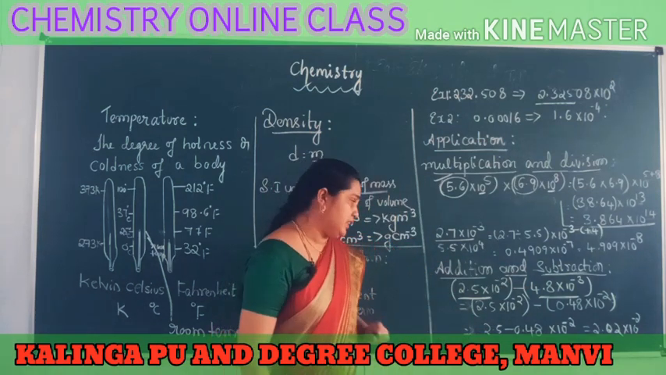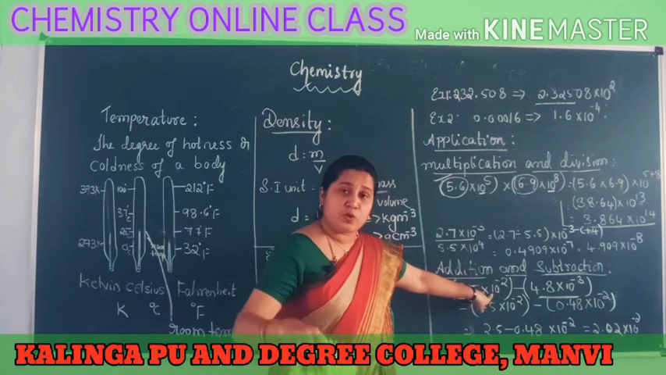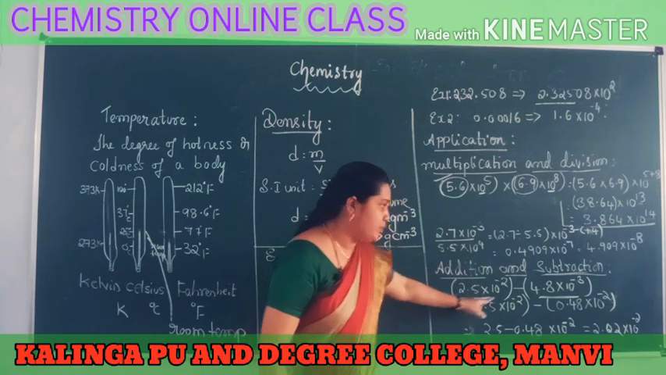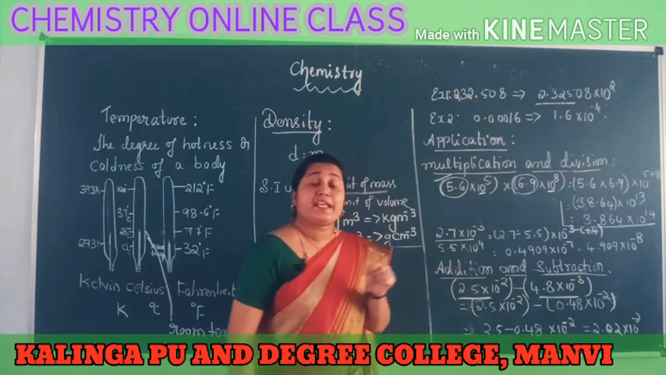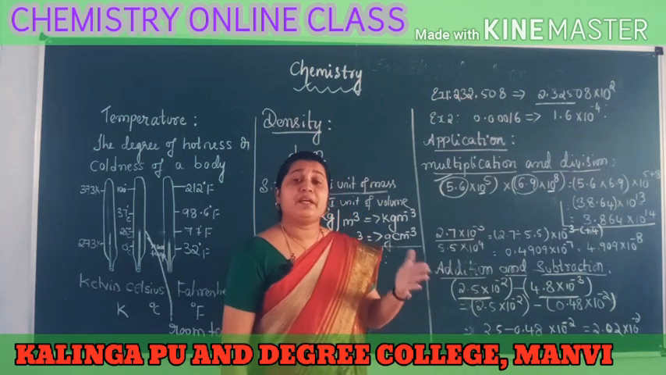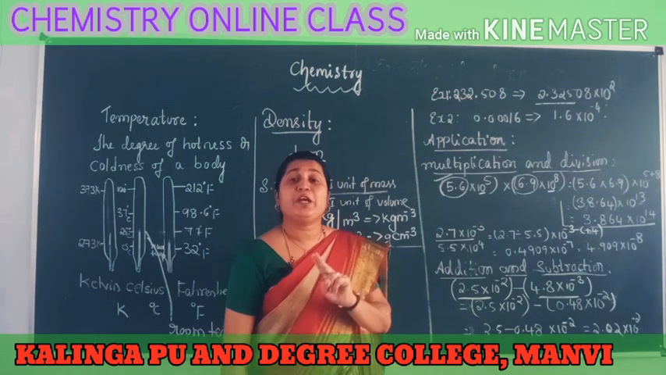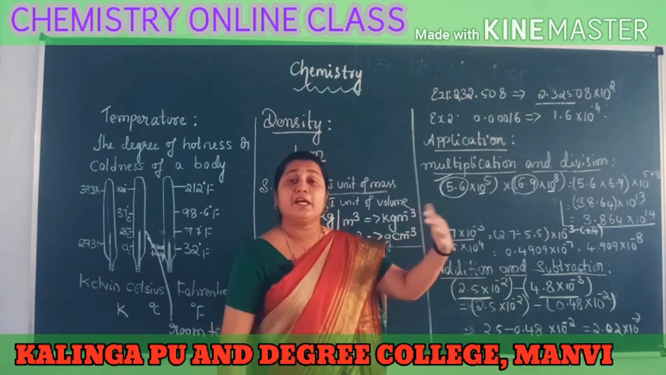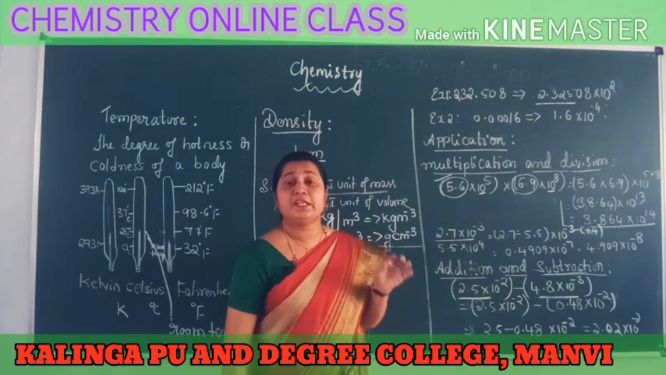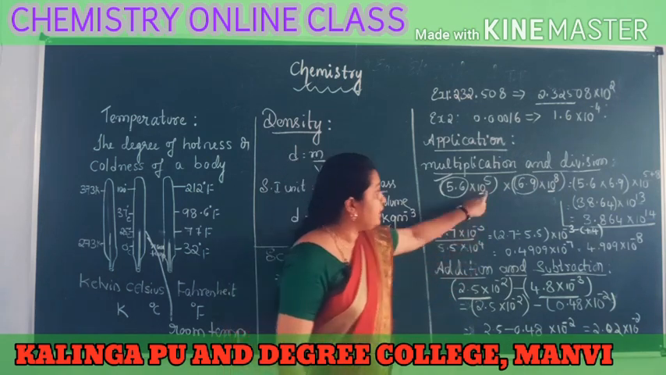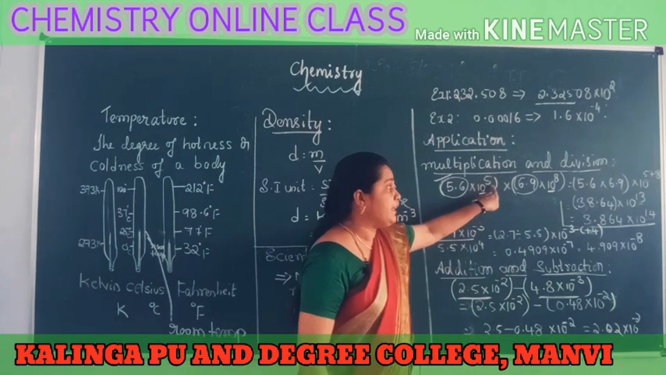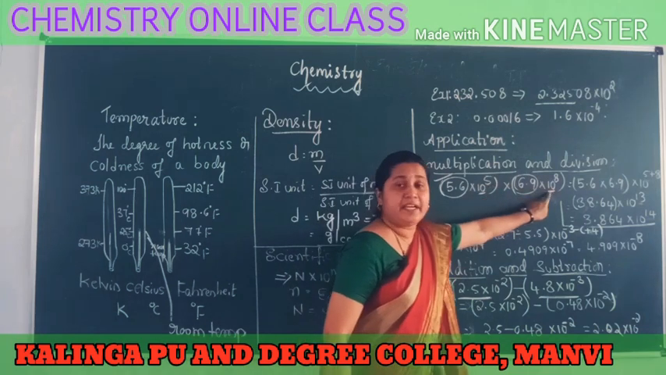Okay, you can see here 2.5 into 10 power minus 2, 4.8 into 10 power minus 3 is there. So 10 power minus 2 here. Then here what we are doing is, this 10 power minus 3 we are making it as 10 power minus 2. We are making it equal to the first term.